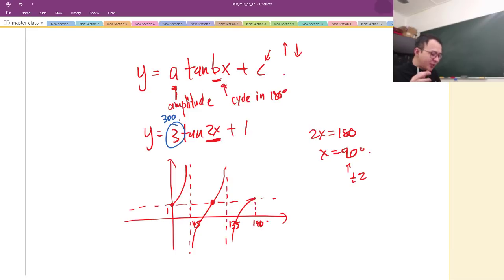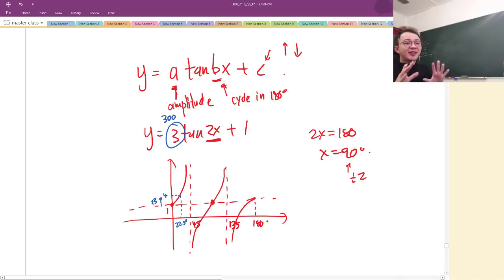But if you really want to know where exactly the 3 is hidden, at 22.5, the half of 45, 22.5 degrees here, you have 4 plus 3. This is how you can actually get the amplitude.